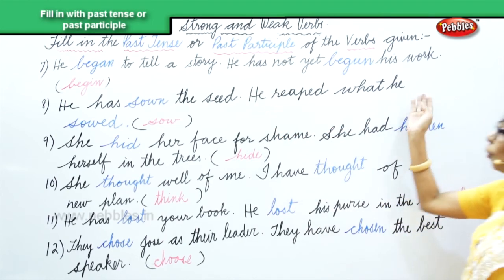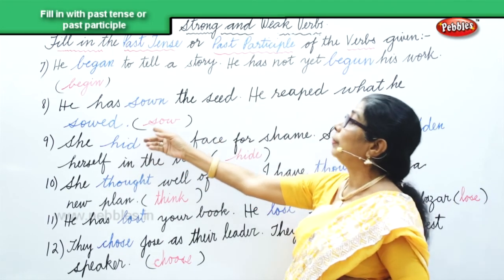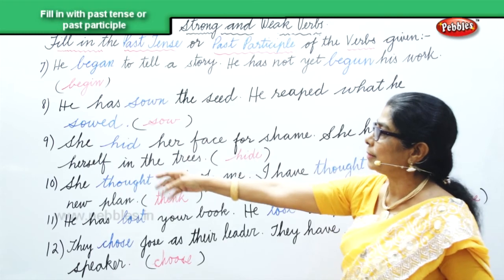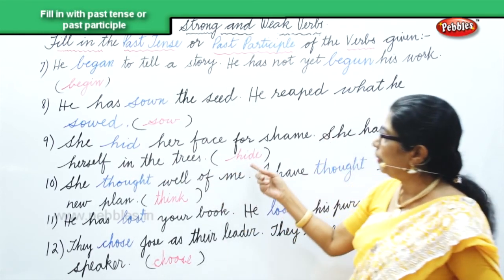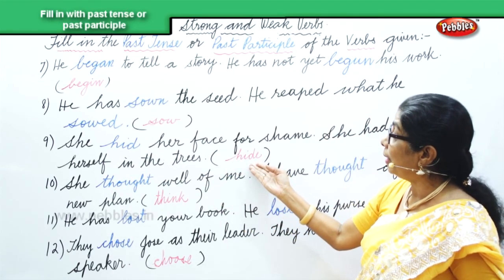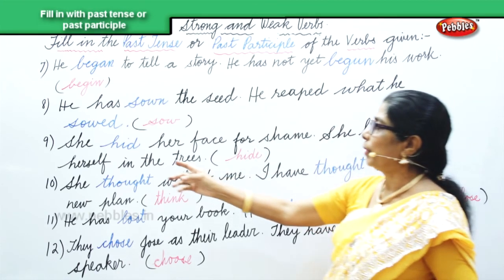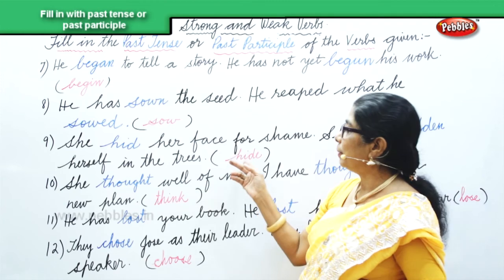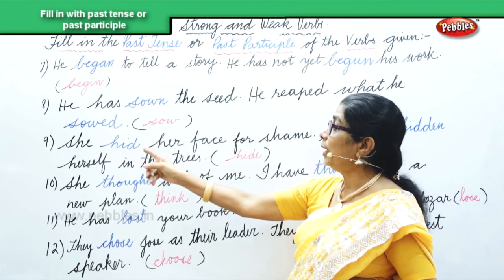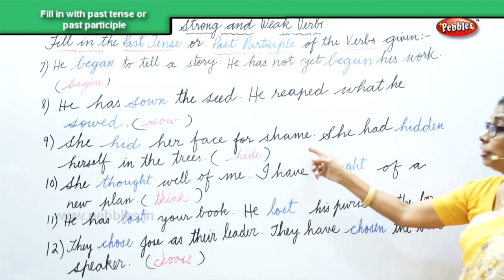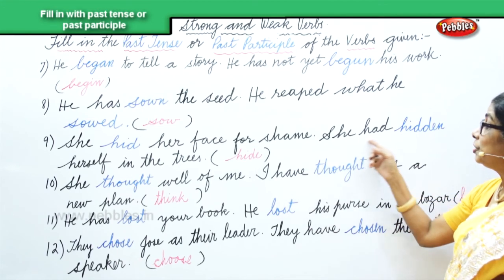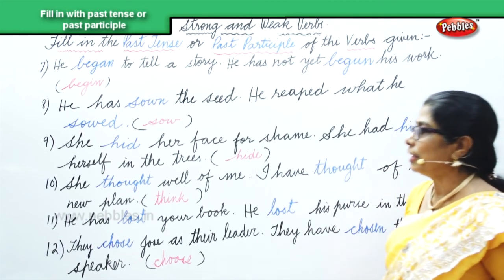So he has sown is the past participle. He reaped what he sowed. That is the past tense. Then the verb given to us in the present tense, hide, hid, hidden. Now, hide is the present tense. She hid her face for shame. That's the past tense.